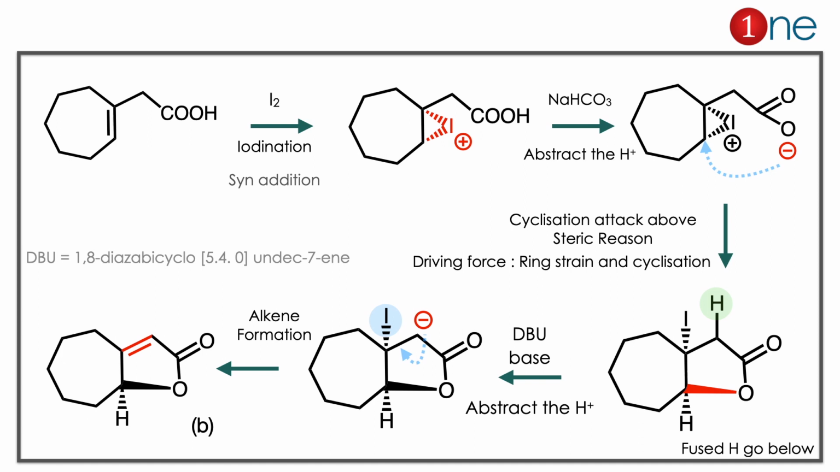The starting material contains an alkene, and you are using iodine. So iodination happened there. Iodine attacks the double bond and forms a kind of cyclic iodonium system, a new 3-member ring. The addition is syn addition; it can be either above or below. Here I showed it as below. If you do it above, the answer will be the same.